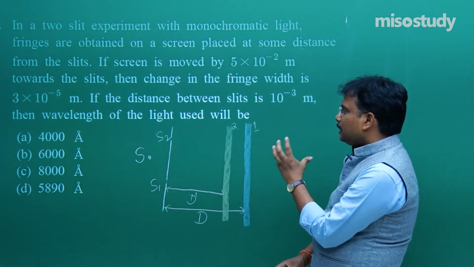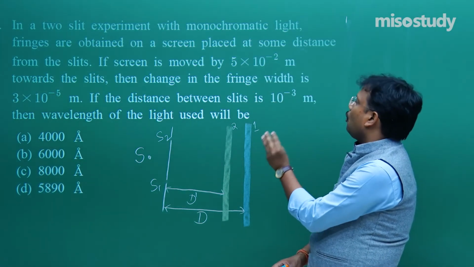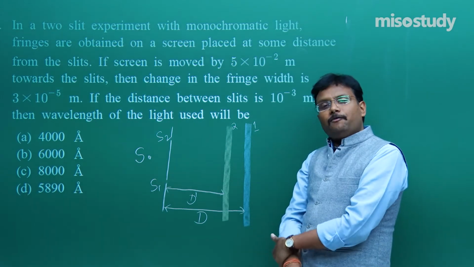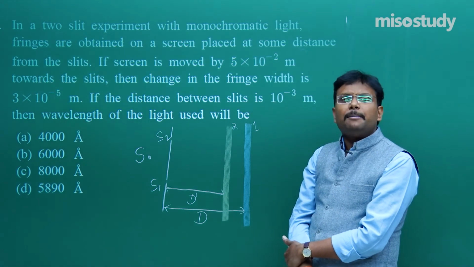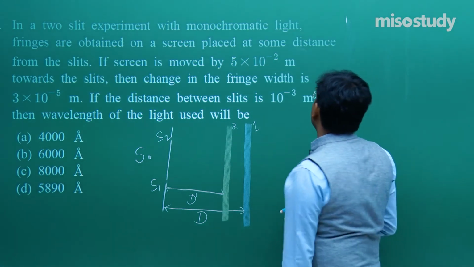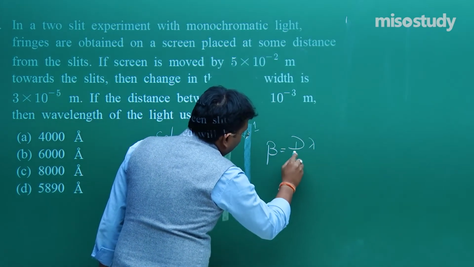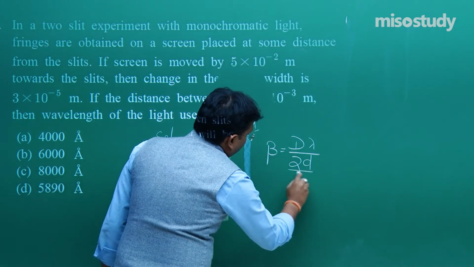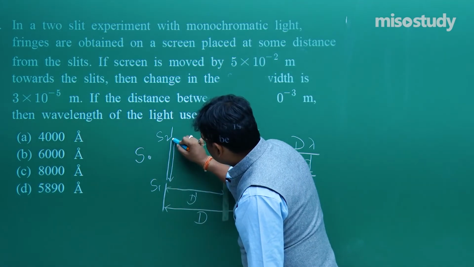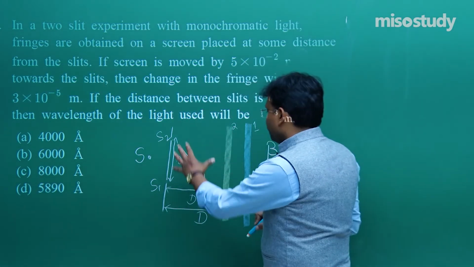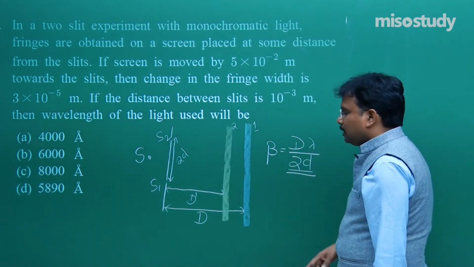Fine, they are interested to find the change in the width of the fringes. So, what is the formula for the fringe width? Fringe width beta is equal to D lambda upon 2d. The formula is beta is equal to D lambda upon 2d, where 2d is, you know what? 2d is this spacing, okay, 2d. This is this much spacing. Now, ultimately, if we are changing capital D, so something will happen.